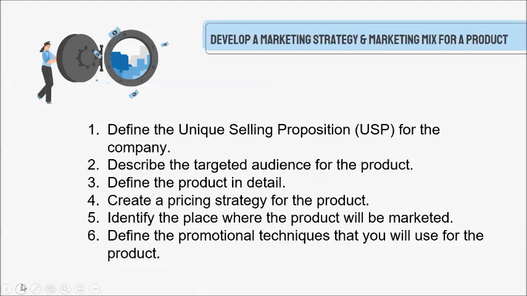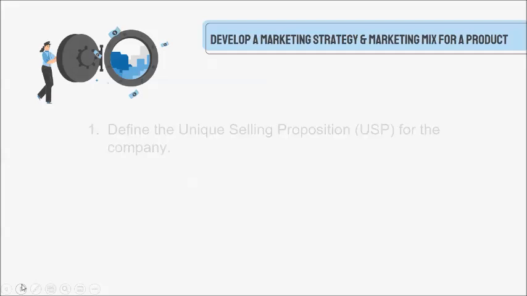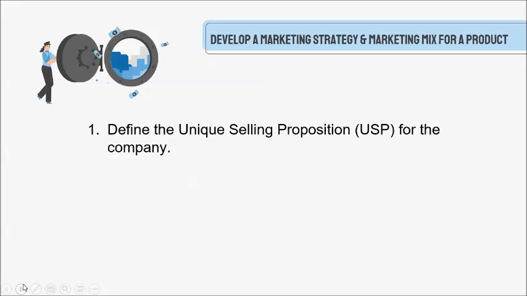for a product. So first, we define the unique selling proposition for the company or for the business. Next, we describe the targeted audience for the product and then define the product in detail, followed by create a pricing strategy for your product, identify the place where the product will be marketed, and lastly, define the promotional techniques that you will use for the product. Okay, so first is we define the unique selling proposition for the company.